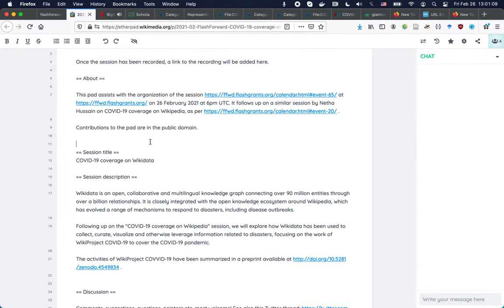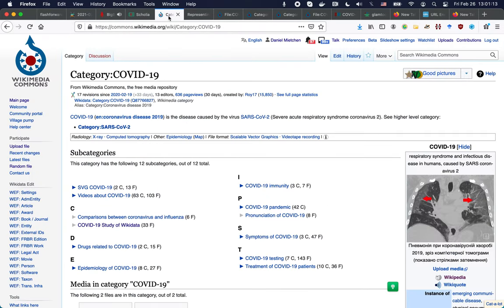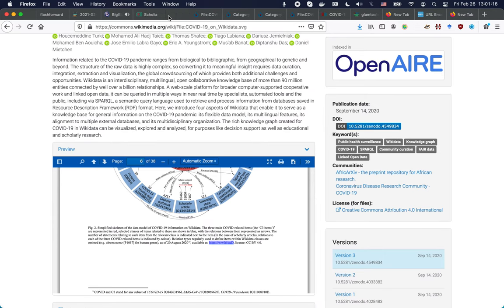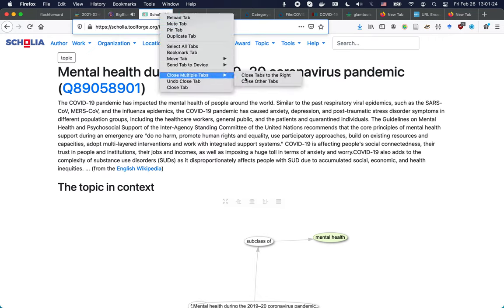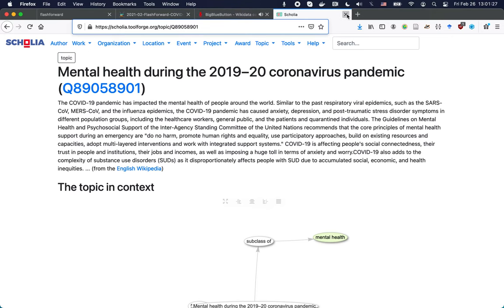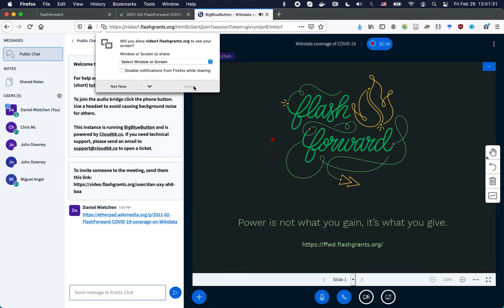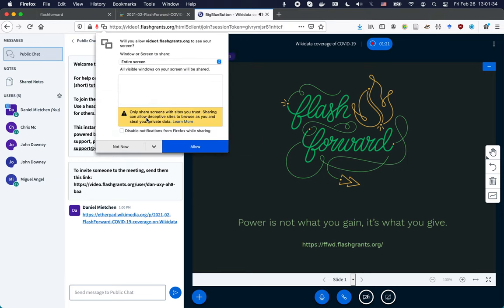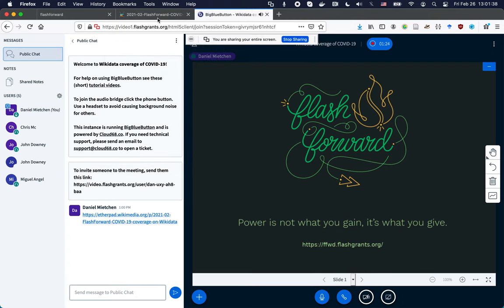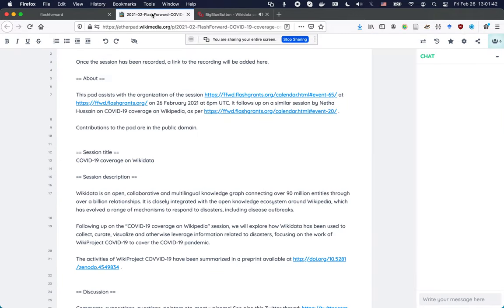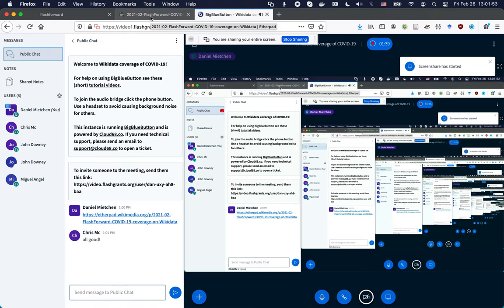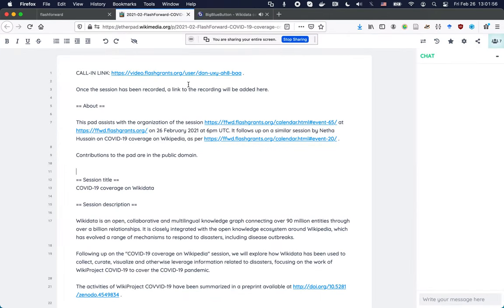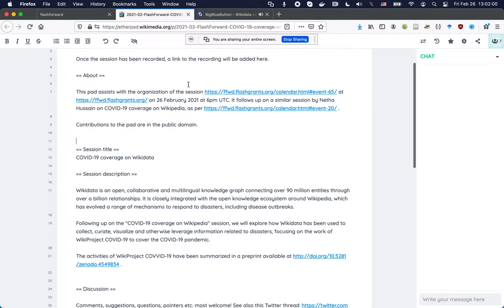Okay, so I'm going to start by sharing my screen. So here we go. Now you should be able to see my screen. Can you please just confirm? Someone's typing. Thanks, Chris. Okay, so I'll just use this Etherpad as a basis for running this session.